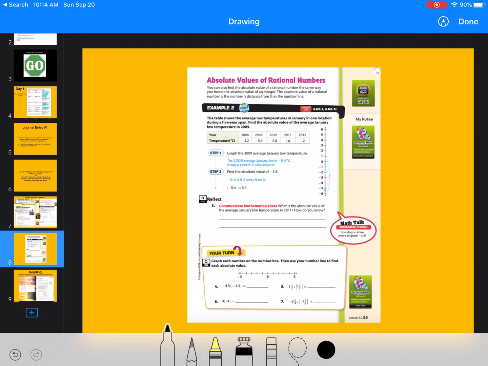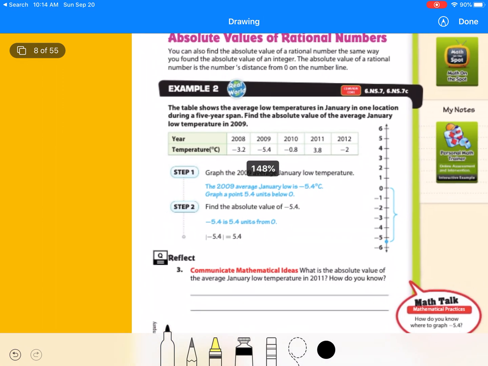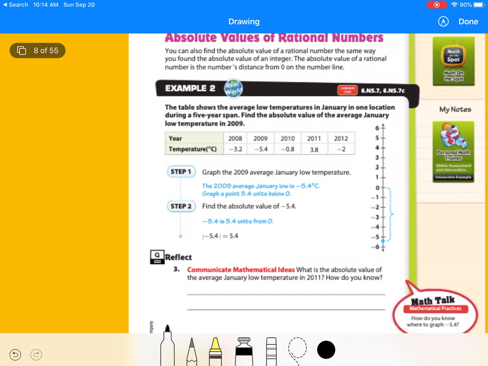Absolute values. This is my favorite because absolute value is always positive. We learned this a few weeks ago. So you can also find the absolute value of a rational number the same way you find absolute value of an integer. You literally change the sign to positive no matter what it is. If it's already positive, it stays positive. If it's negative, it goes to positive. They're always, always, always positive.